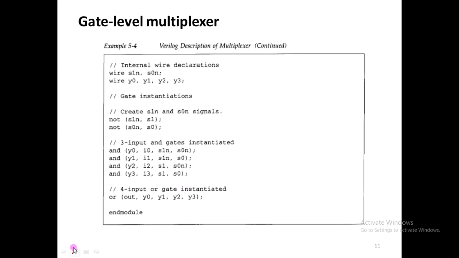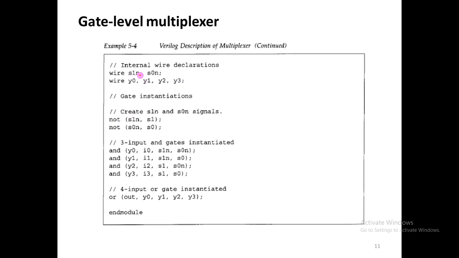Next comes your net declaration. In the net declaration, we had 6 intermediates. First two are S1N and S0N. S1N stands for NOT gate, I mean inversion of S1. S0N is inversion of S0. So wire Y0, Y1, Y2, Y3. This is the intermediate output of NAND gate 1, NAND gate 2, NAND gate 3, NAND gate 4.